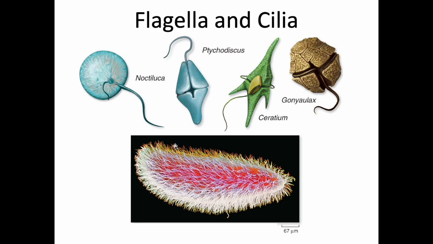Most cells that have flagella have only one or maybe two. Cells that have cilia typically have lots of cilia. So that's what they look like. Again, flagella, long, cilia, short. What do they actually do? Well, flagella are involved in movement.